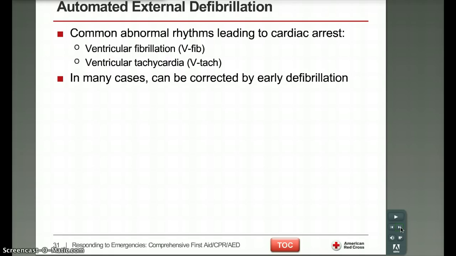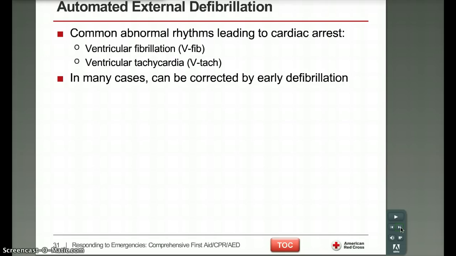There are abnormal rhythms leading to cardiac arrest. You have ventricular fibrillation and you have ventricular tachycardia. Both of these are when the heart is in an abnormal rhythm and there's not adequate blood flow. In some situations, it's just a fluttering of the heart, or it's beating too fast, or too slow. And in many cases, these can be corrected with early defibrillation.